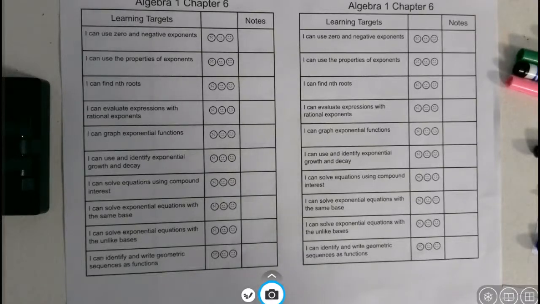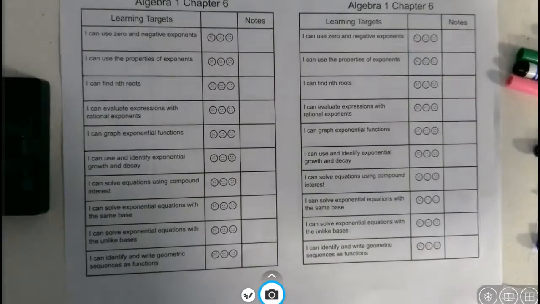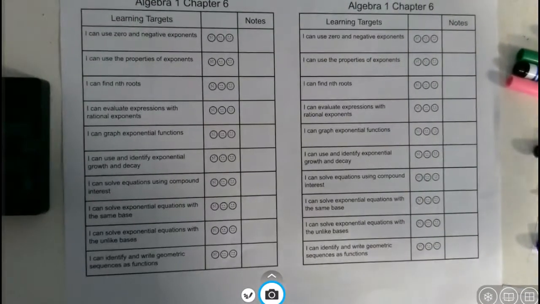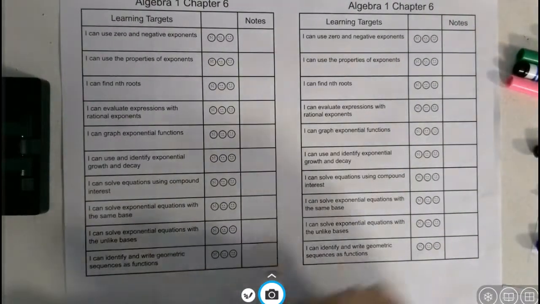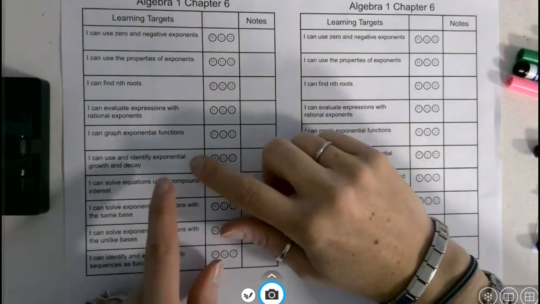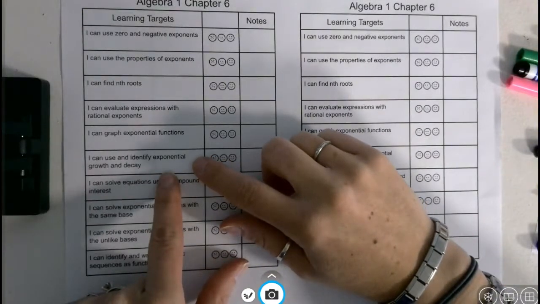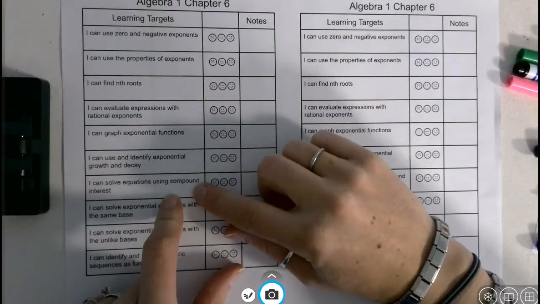All right, here we're looking at our notes for section 6.4, and we're going to be working through our notebooks again. So we always want to start with our learning targets. And so for today, our learning targets are I can use and identify exponential growth and decay, and then I can solve equations using compound interest.